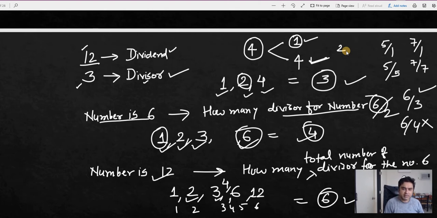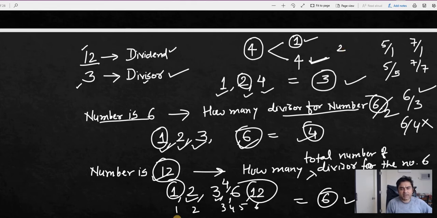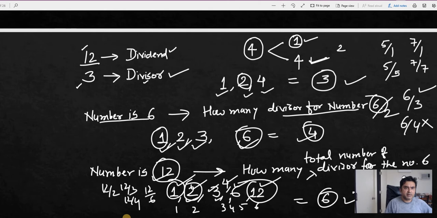In a similar manner, let's say number 12. So how many total divisors for number 12? 1 and 12 are always there. Then it is divisible by 2, yes. 12 is divisible by 3, yes. 12 is divisible by 4, yes. And 12 is divisible by 6. So in total how many divisors? 1, 2, 3, 4, 5 and 6. So a total of 6 divisors will be there.